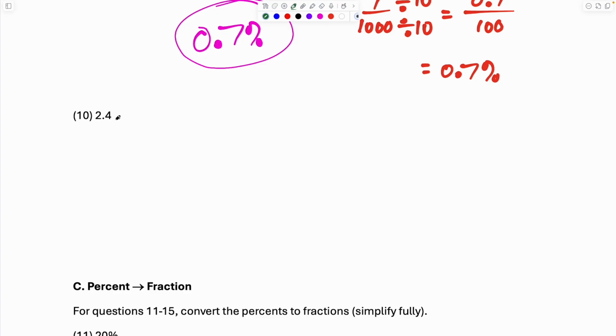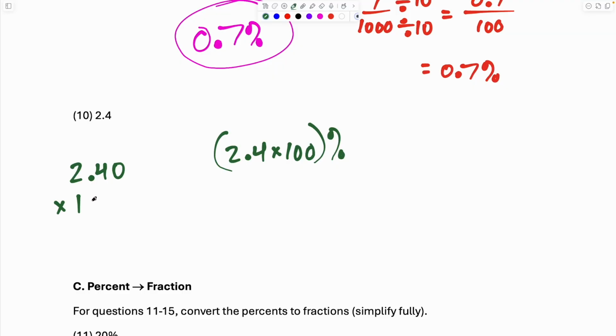Question 10, we're going to convert 2.4 into a percent. For this one, we want to do 2.4 times 100, and then we could throw in the percent like this. But just know when you multiply 2.4 by 100, that's the same thing as doing 2.40 times 100. With a number like 2.4, I could put an extra 0 at the end and it won't change the value of the number. It's just going to change its representation, what it looks like.